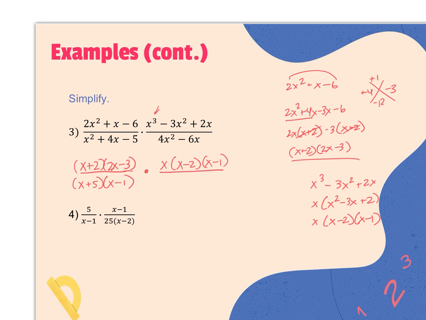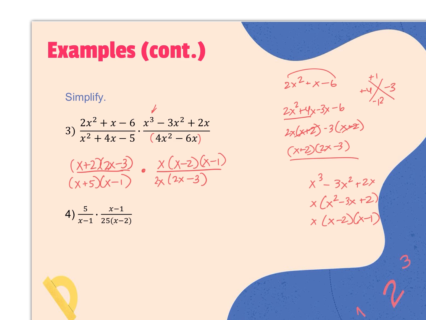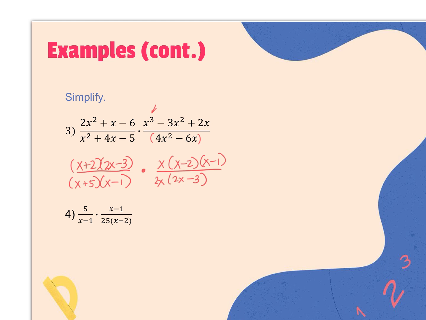And then this denominator here is a binomial, so I'm just going to factor out the GCF. Oops, not 4x. The GCF is actually 2x. And I'm going to be left with 2x minus 3. And so now that I have it like this, I'm ready to start going through and canceling out my common things. So let me just erase that and give myself some space, right?